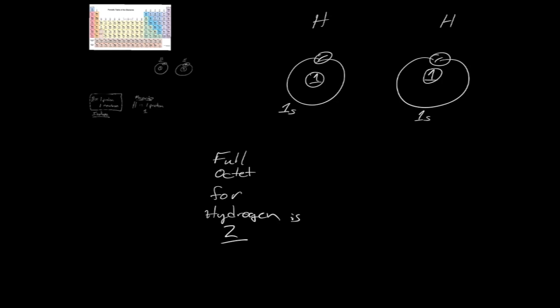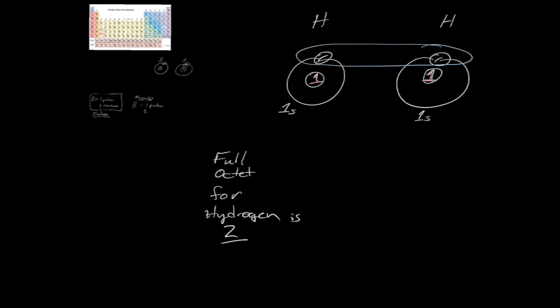So, how are these 2 hydrogens going to get 2 electrons? They can't pull any more electrons in. Why? They only have 1 proton. They can't pull another electron in. They're not strong enough. So they do what the oxygens did. They share these 2 electrons. And when they share, the interesting thing is that now they have a full octet.